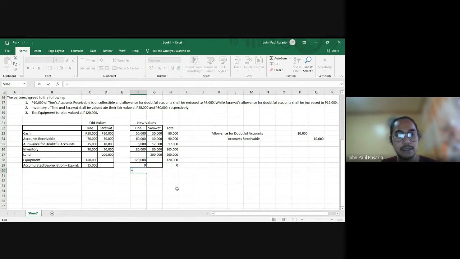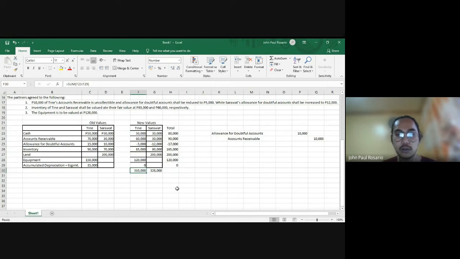So in this case, to be safe, let's just assign allowance for doubtful accounts a negative value. Why? Because this is a contra asset account. So when we say contra asset, it is part of the asset portion, but the normal balance is credit. So same here.